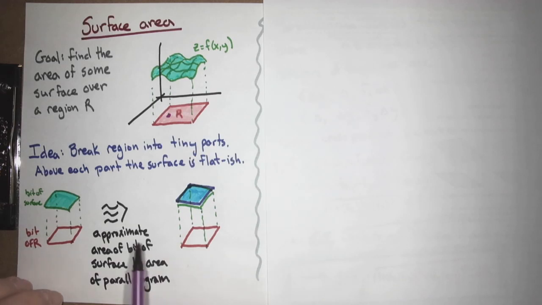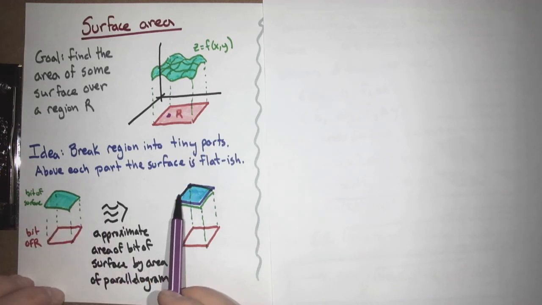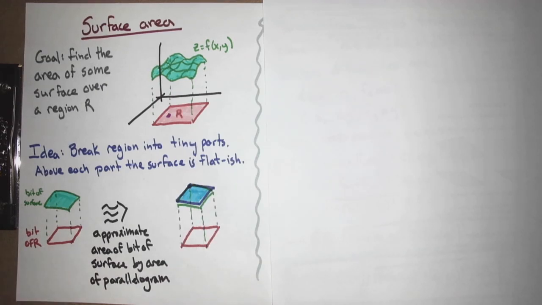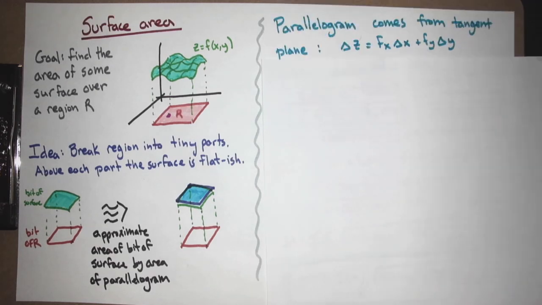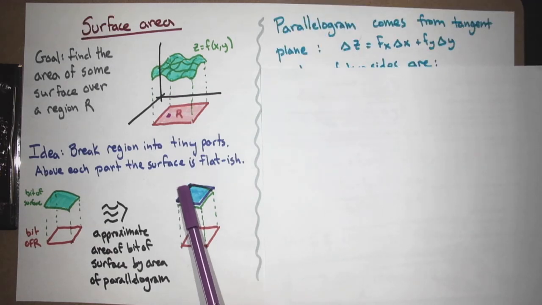So we say, aha, we can approximate this by a nice parallelogram. So we can approximate because it's very flat. And what's nice about parallelograms? They're easy to work with, and we have ways to find area. What's our tool for finding area for parallelograms? Cross product. So here's the idea. This flat thing is really our tangent plane. And we have formulas for our tangent plane.